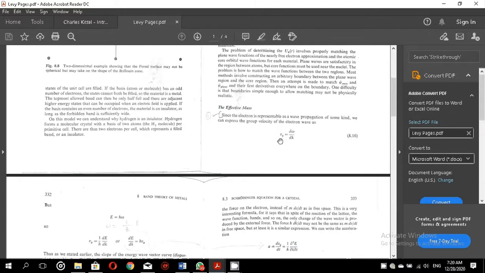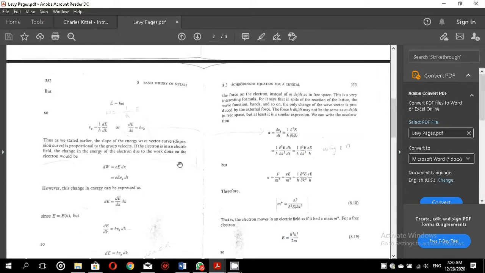You know that group velocity is the derivative of frequency with respect to k, and this is the expression for the energy, which is equal to h cut omega. So when you combine these two equations, you get the group velocity given by this expression, and we have this equation, derivative of E with respect to k is equal to h vg. Okay, thus as we stated earlier, the slope of the energy wave vector curve, the dispersion curve, is proportional to the group velocity.